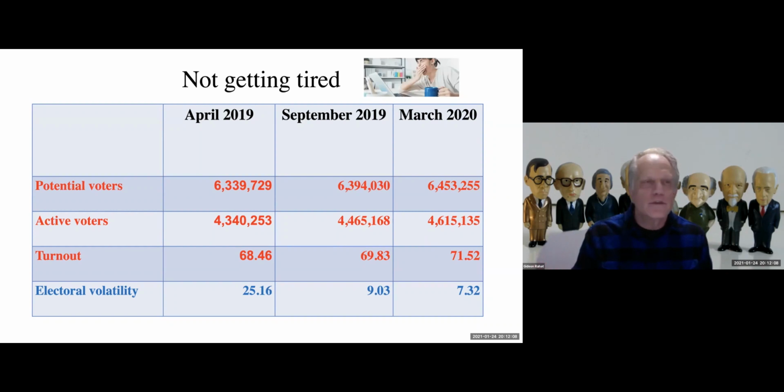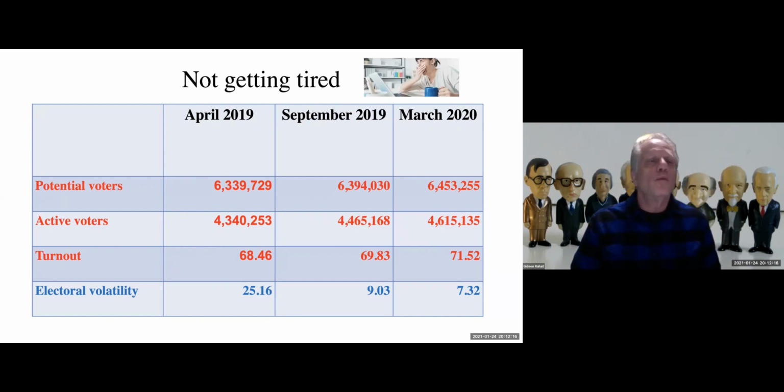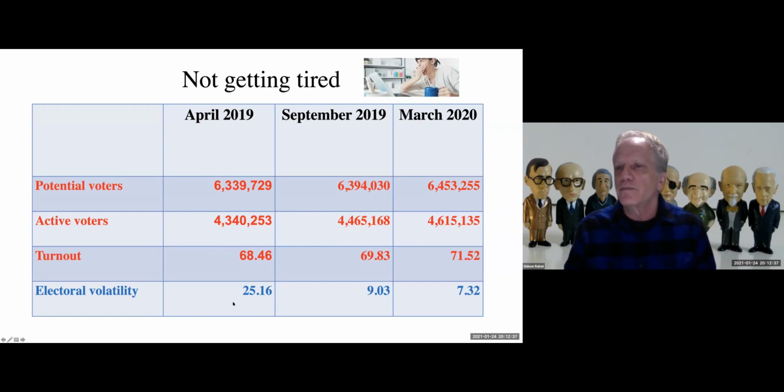You get 9%, 7% volatility, a change in the way that people vote from one election to the other, in normal elections in many countries. In Israel, people change the vote from one party to the other. So when we say that people are not tired yet, they come to vote and they change their vote quite frequently. That's what I mean by saying that.